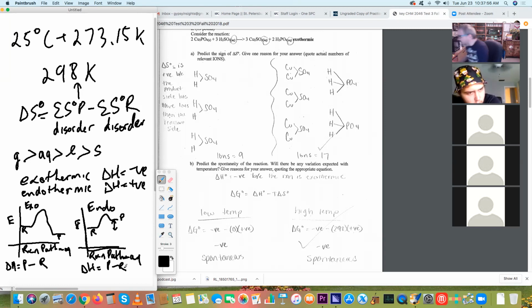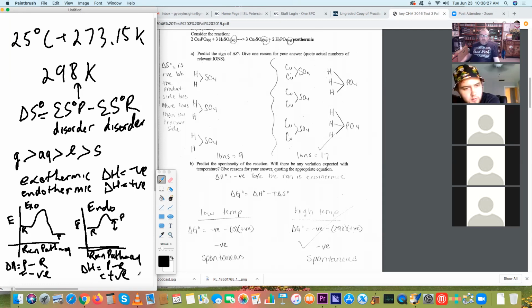But look at the two here. For exo, you'll see that the products are lower than the reactants. So it's a small number minus a big number, which is why it comes out to be negative. And here, it's a big number minus a small number, which is why it comes out to be positive. That should be helpful to you. So you with me so far? Absolutely. That's good.